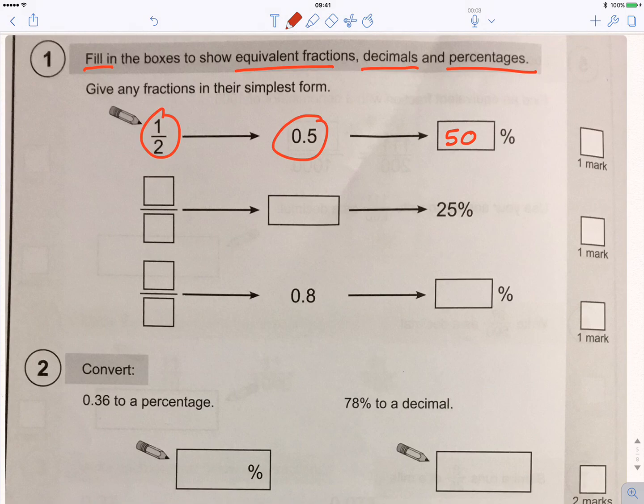Now here we have 25%. What is 25% as a decimal? We just did this, so that's 0.25, and as a fraction in its simplest form, as I said, any percentage can be written out of 100, so that's 25 over 100. Now simplify this, it becomes 1/4 by dividing the numerator and the denominator by 4. So that's 1/4.